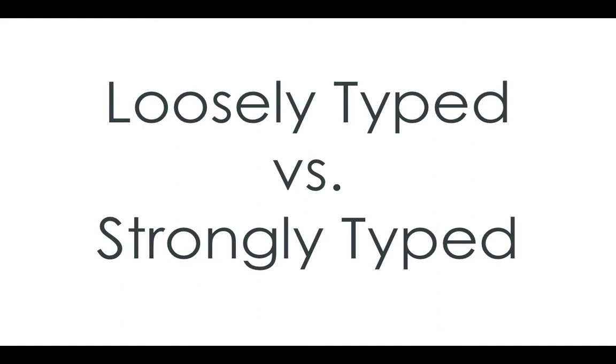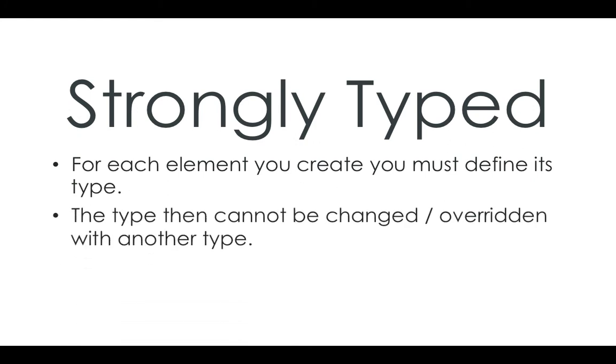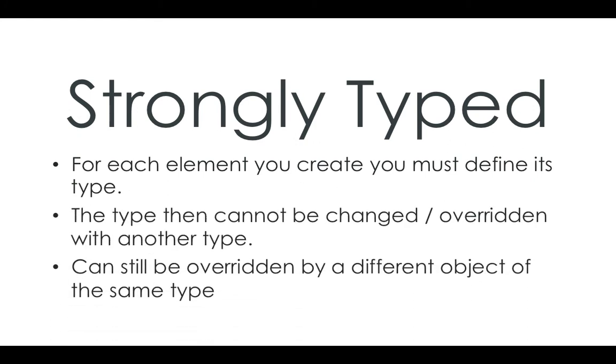And let's have a look at loosely typed versus strongly typed. Somebody asked me this. They said, "What do you mean by loosely typed and strongly typed languages?" I'm going to go over this now. A strongly typed language, for each element you create, you must define its type. The type then cannot be changed or overridden with another type, but it can still be overridden by a different object of the same type. You must remember that. If it's the same type, it can still be overridden.